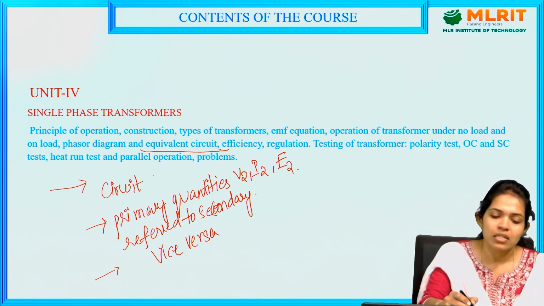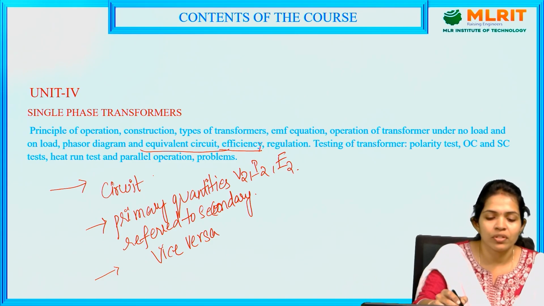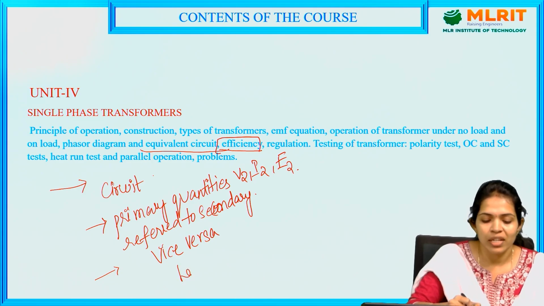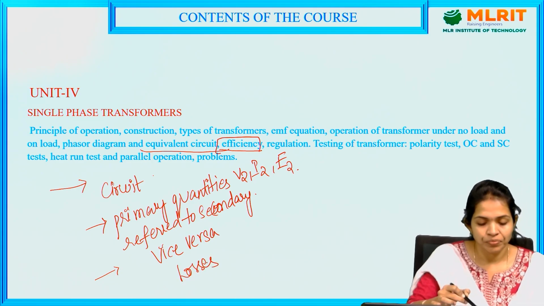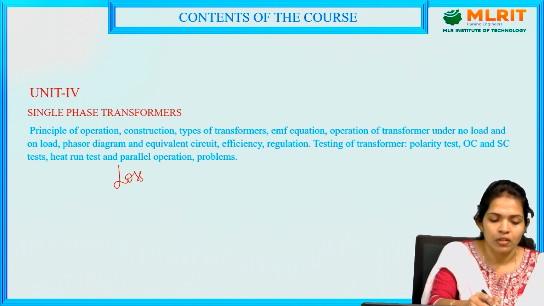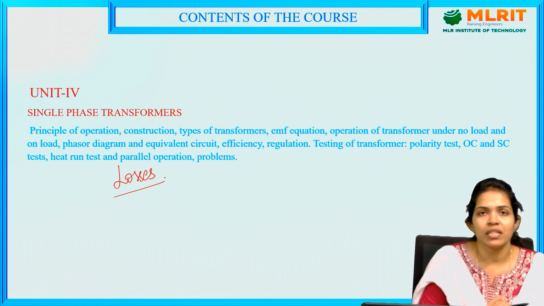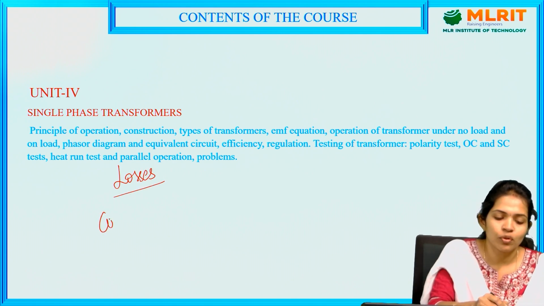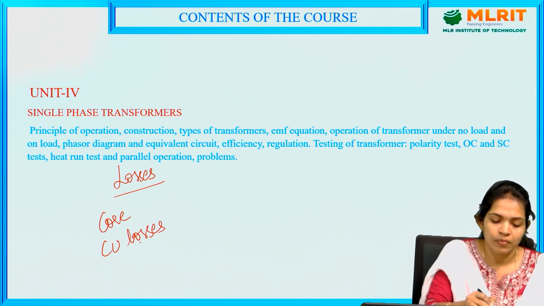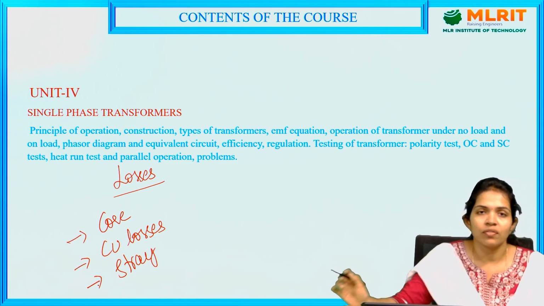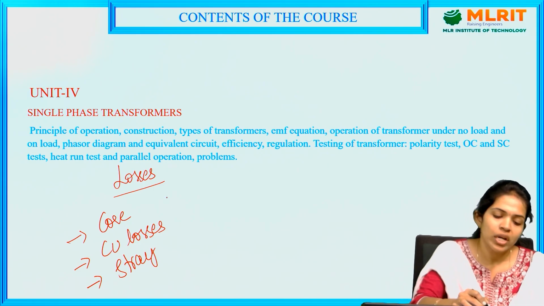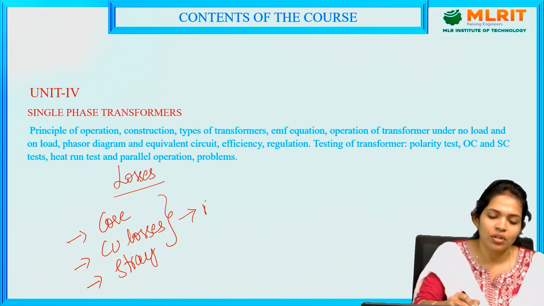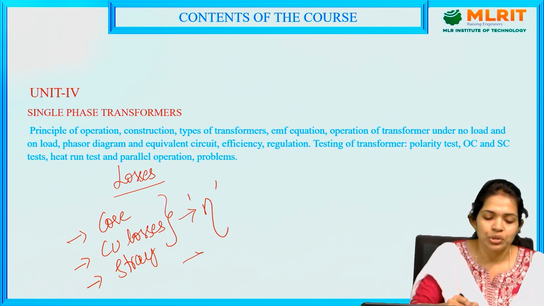Then we will be discussing efficiency. Before discussing efficiency, we will be discussing the various kinds of losses. We mainly have core losses, copper losses, and stray losses. All these kinds of losses will be discussed, and how these losses affect the efficiency and regulation of the transformer.